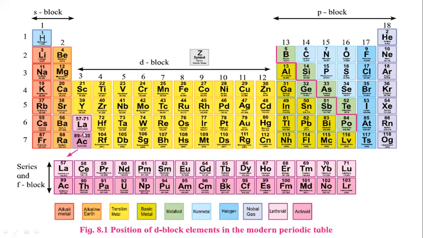Actually, these are included in group number 3, period number 6 and period number 7. Period number 7 is the actinide series. Period number 6 is the lanthanide series. For convenience, these are placed below the periodic table, but actually these are included in period number 6 and period number 7. All these lanthanides and actinides are included in group number 3, remember.